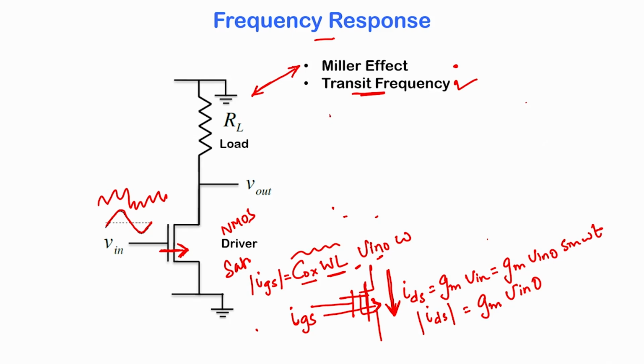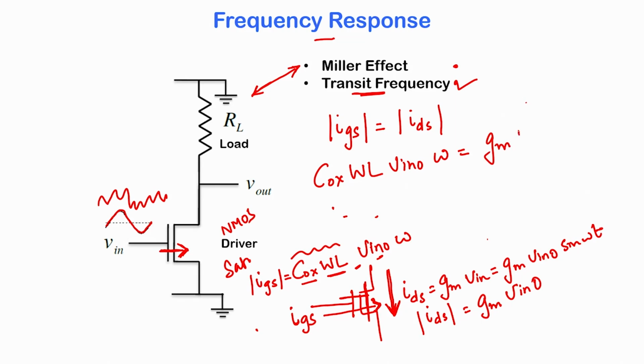Okay. So, in some sense the technology determines the transit frequency, and it tells you that it is a frequency when the gate to source current matches the drain to source current in magnitude. So, which means that this is when Cox WL into Vno into omega is equal to Gm into Vno. And what is Gm?